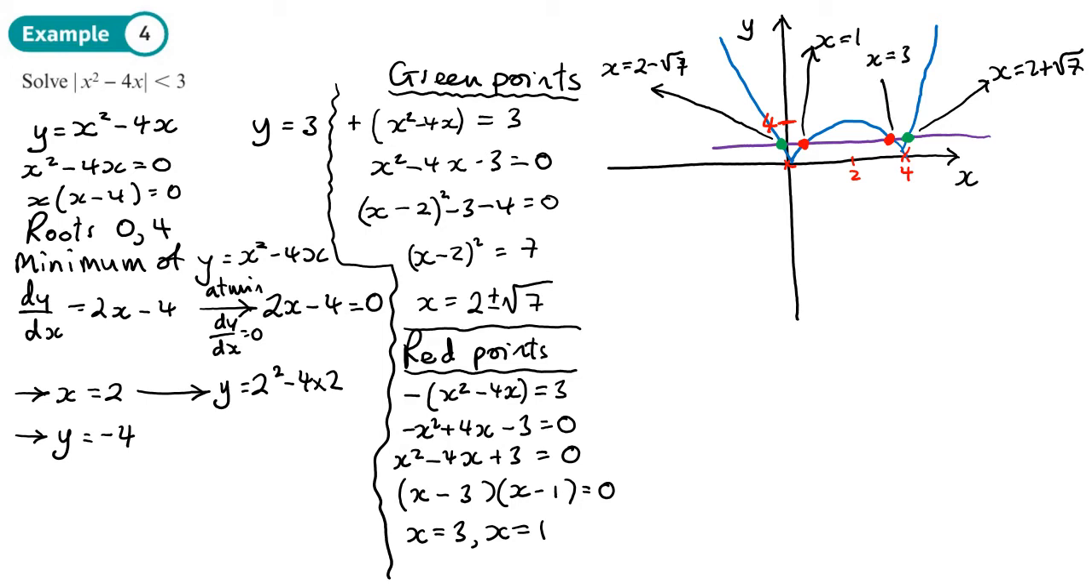Now we need to solve when the modulus graph is below 3. When is the modulus graph below 3? Let's highlight that. It's below here and here. So now we can write our answers as these inequalities. So between these two values, and between these two values here. That's going to be when x is between 1 and 2 minus root 7. And it's also going to be when x is between 3 and 2 plus root 7.